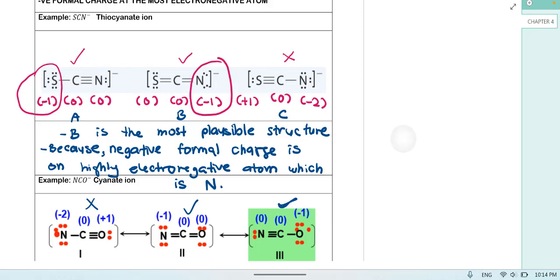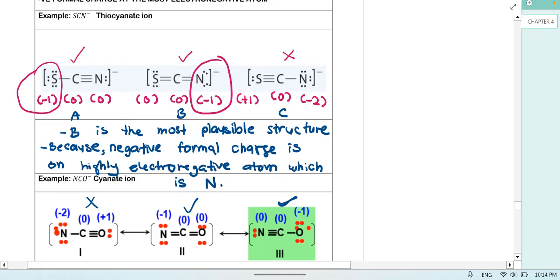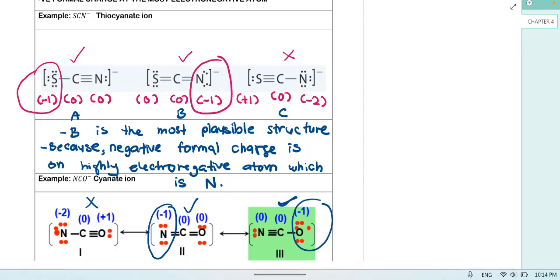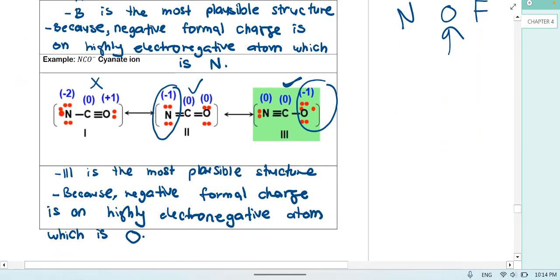Between structure 2 and structure 3, in structure 2 N has the negative formal charge, in structure 3 O has the negative formal charge. Between O and N, which one is happier to have negative formal charge? O, because O is more electronegative compared to N. So the answer is structure number 3 is the most plausible structure, because the negative formal charge is on the highly electronegative atom, which is oxygen.